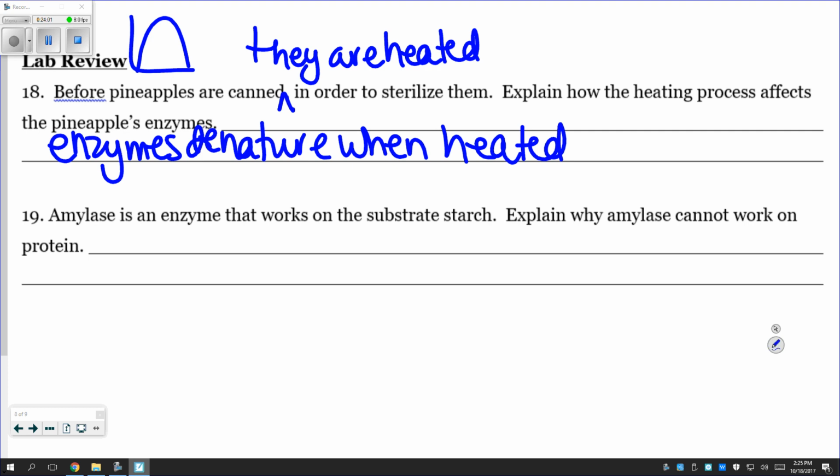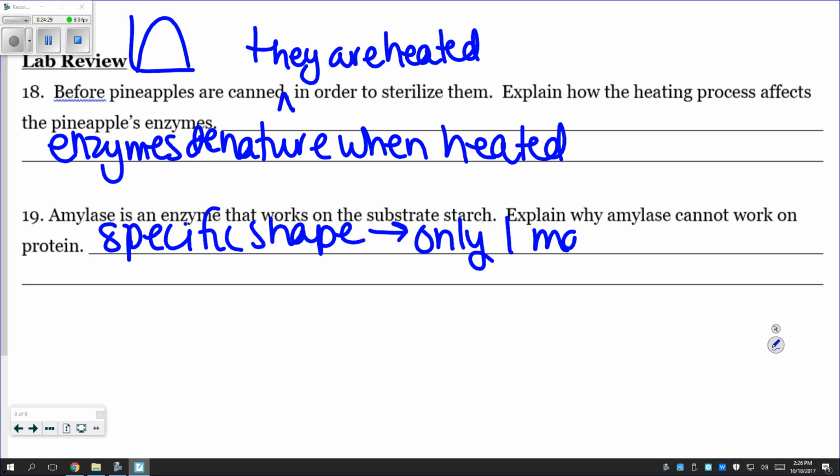The last one, number 19 for this, is not a lab we did, but we can still apply the concepts, kind of like the lactose and lactase concept. It says amylase is an enzyme that works on the substrate starch. Explain why amylase cannot work on anything else. All this has to do with specific shape. Specific shape, only one match.